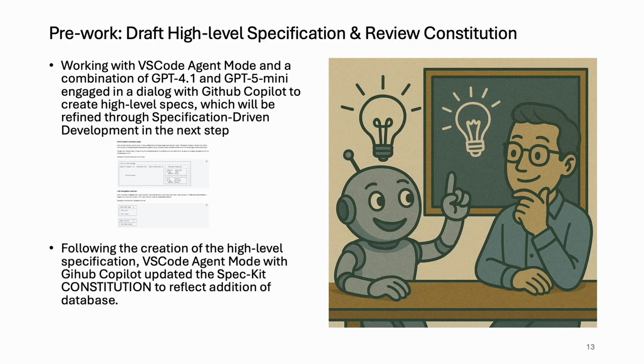Once that high-level specification was in place, Copilot helped review and update the Spec-kit constitution to reflect a key change, adding a database. This pre-work sets the guardrails, so when we move into full specification-driven development, both the human and the agent are aligned from the start.